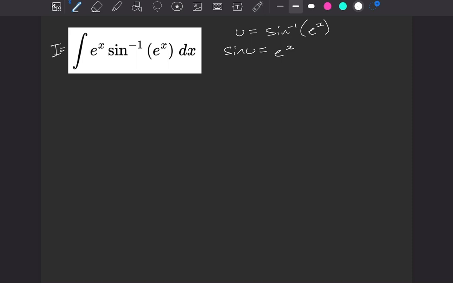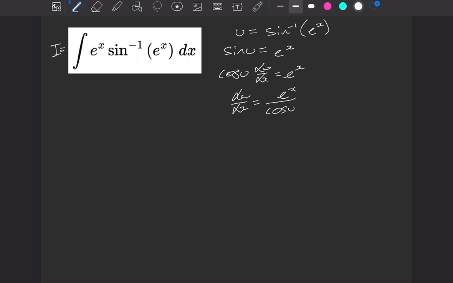Differentiating both with respect to x will give us cos u du/dx is equal to, on the right hand side, just e to the x again. So now we can say du/dx is equal to e to the x divided by cos u. So now we want to replace our cos u.